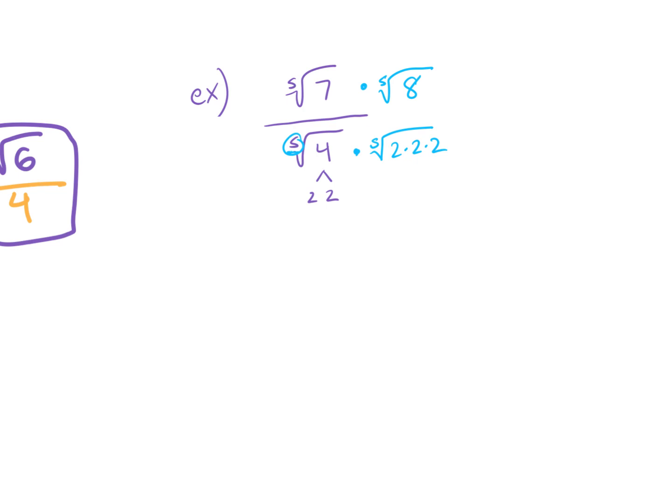So I can see that I have a group of 5. So I have my perfect group of 5 here. So what comes to the outside? A 2. And then on the top, I have the 5th root of 7 times the 5th root of 8. How do I multiply those together? Multiply the inside. So it's 7 times 8. 56.